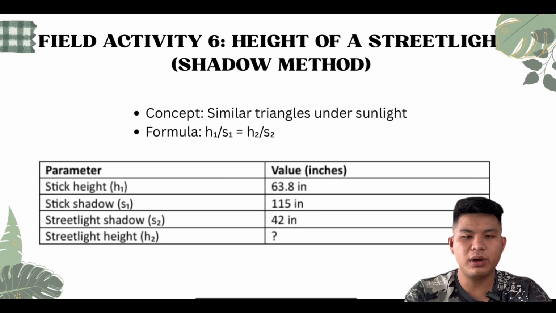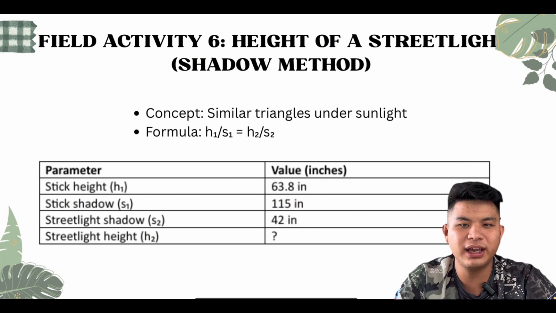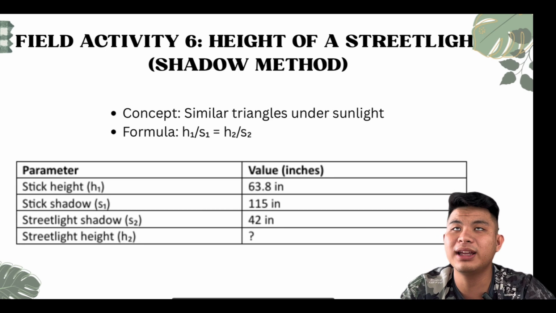For this method, we apply the ratio formula: H1 over S1 equals H2 over S2. In this formula, H1 is the height of the light, and S1 is the shadow length of the street light. H2 and S2 refer to the reference object, which are the height of Raja and the length of his shadow. We use this formula because both objects form similar triangles under sunlight.